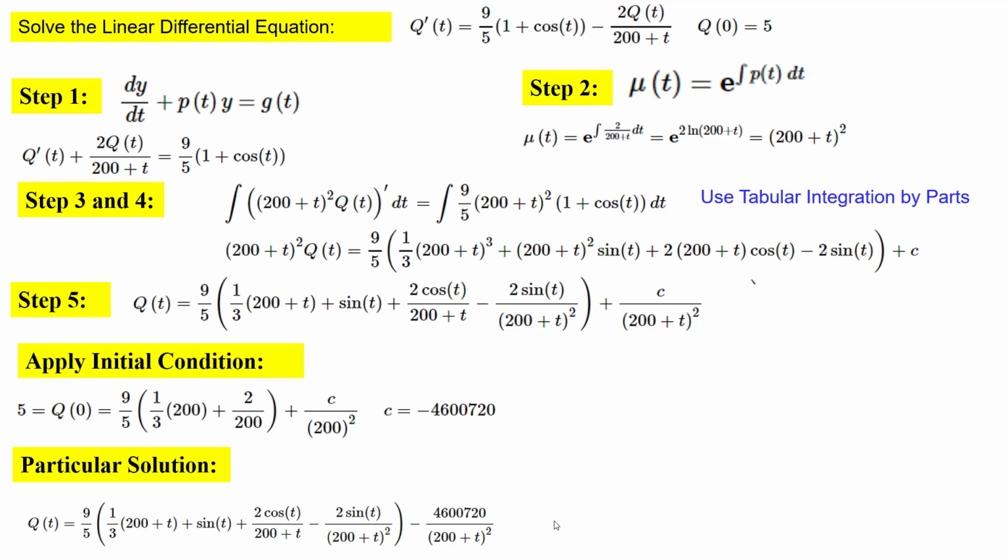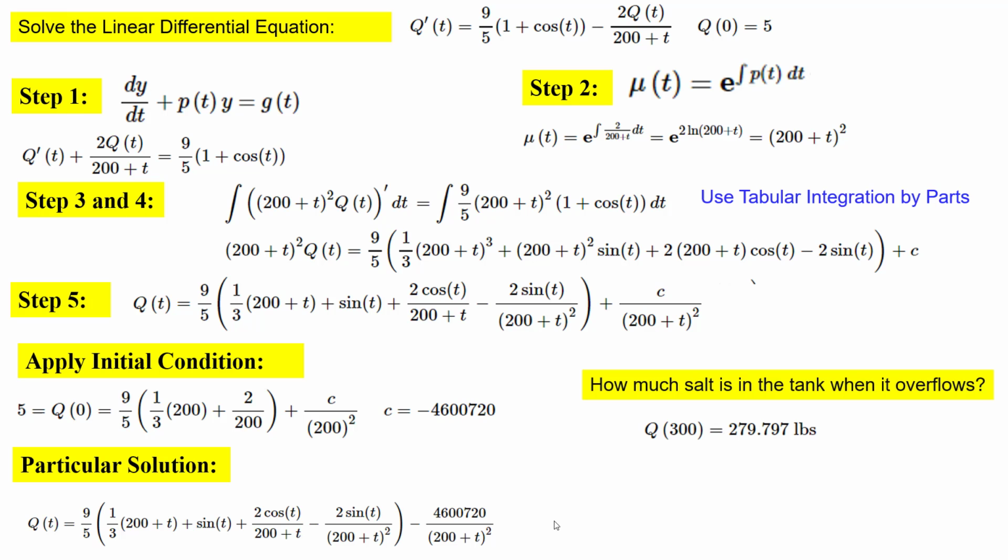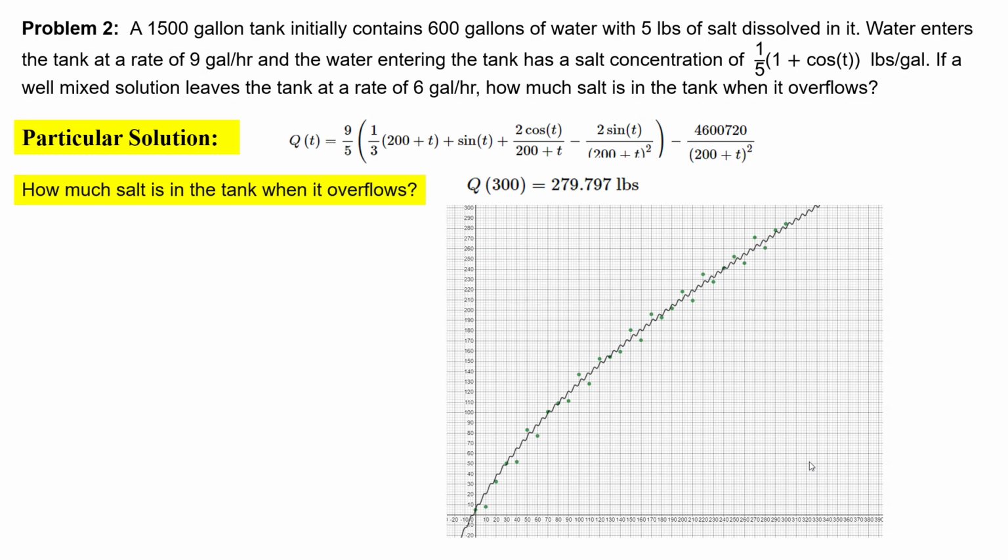All right, now comes the moment of truth. If I plug in 300 for t, will I get an answer near, what was it, 280 pounds? All right, let's do this. I'm going to plug in 300 for t, and I get 279.797 pounds. All right, I graphed this function on Desmos, and it does look like it fits our data.